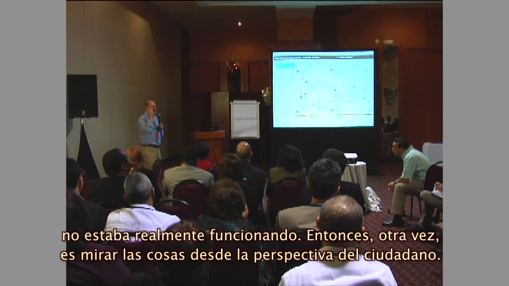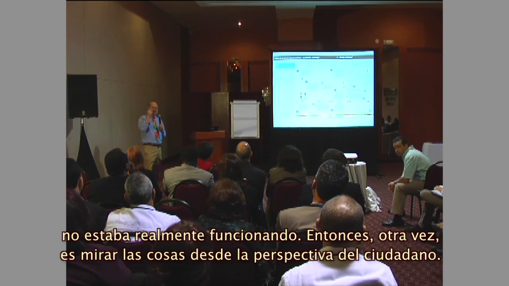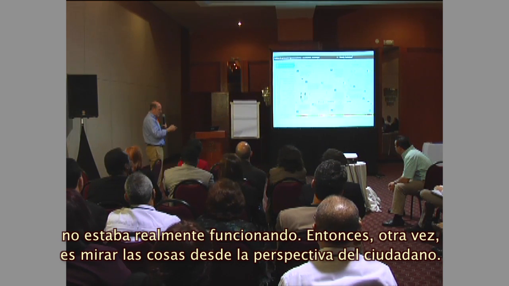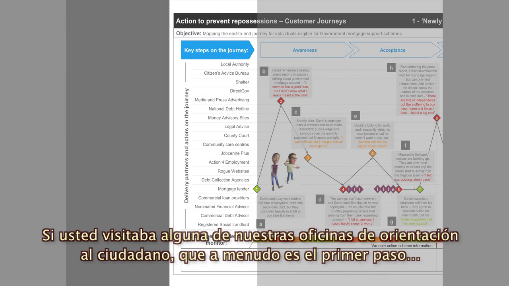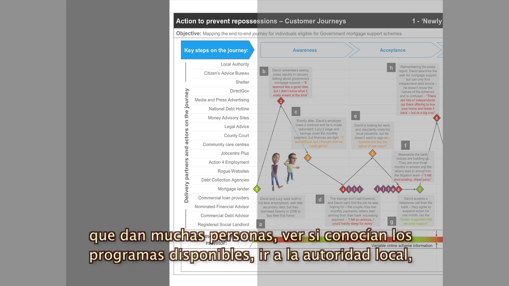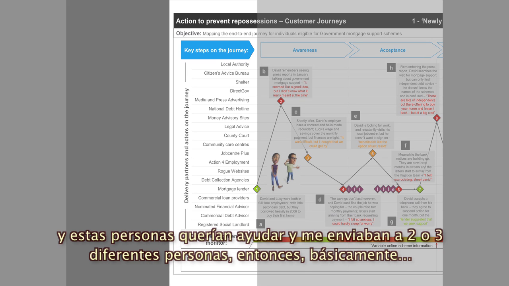All right? So again, it's looking at it from a citizen's point of view. If you went to one of our citizens' advice bureaus, which is very often a first step for people, did they know enough about all of the different options? If you went to your local authority, they were quite keen in terms of helping you. Did they refer you to somebody else? Did you get referred to 2 or 3 different people?